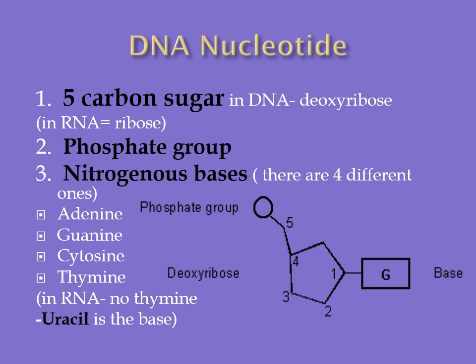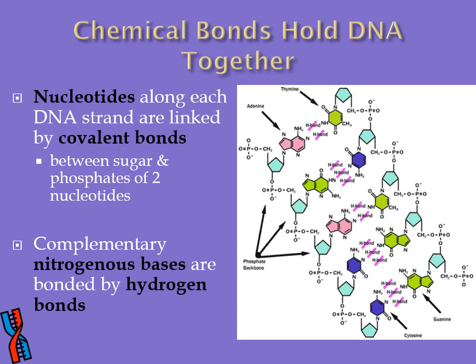So when we look at the chemical bonds that hold DNA together, there's going to be two different types of bonds that hold it together. The nucleotides along each DNA strand are going to be held together by covalent bonds. So the sides of your DNA ladder that are sugar and phosphate, they're going to be held together by covalent bonds, which if we remember from earlier in this year, covalent bonds are types of chemical bonds where atoms are going to share electrons. Kind of makes them stick together like glue. So that's holding the sides of the ladder together.